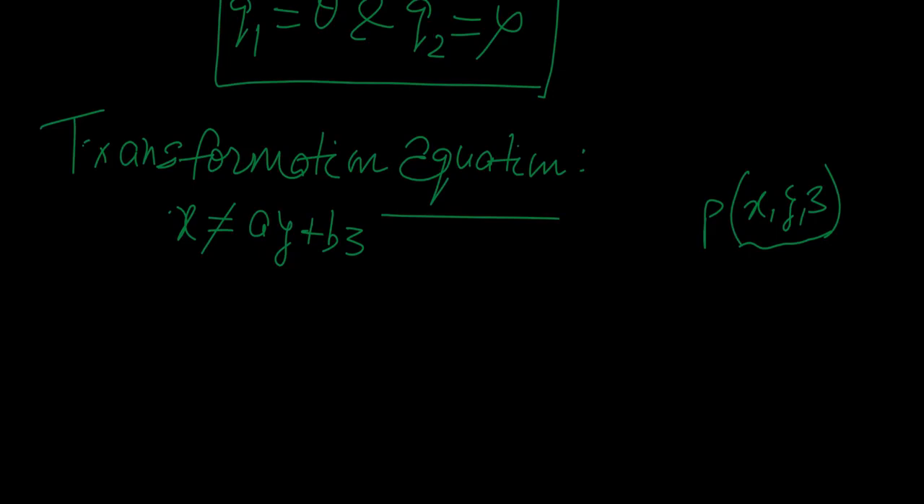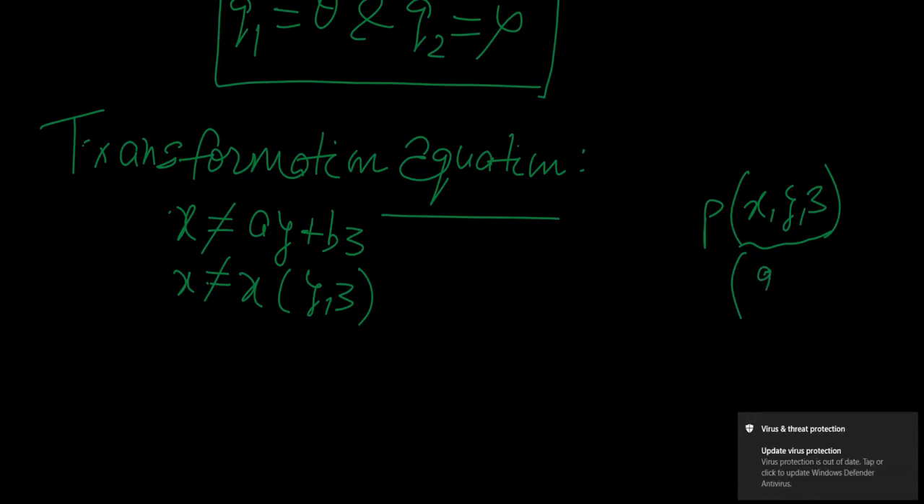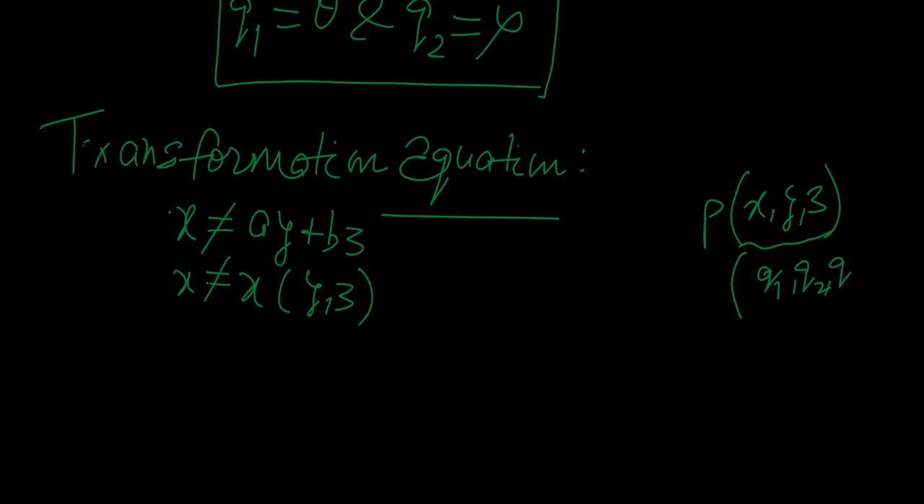It means we cannot express x as a function of y and z. We can't express it like that. Y does not depend on x and z, z does not depend on x and y. But if at the same time we define another set of coordinates, in general let us say these are q1, q2, q3, these may be r, theta, phi, these are the coordinates in another coordinate system of the same point. In that condition, we can express q1 as a function of x, y, z, q2 as a function of x, y, z, q3 as a function of x, y, z, and its converse is also true.